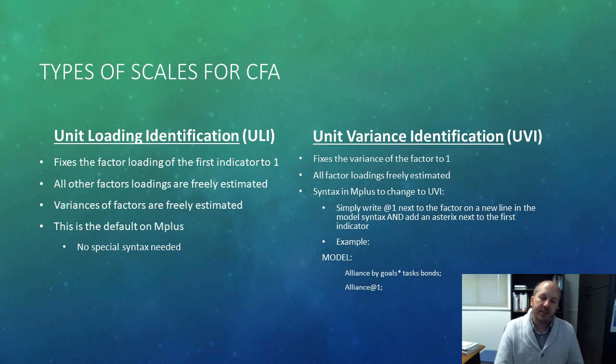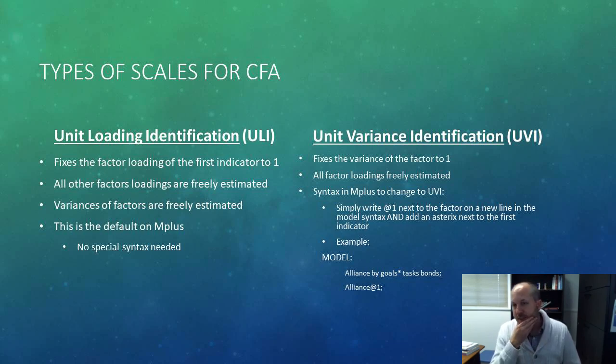And then the syntax. If you want to do this, because the other one is the default in Mplus, you actually need to tell it that you want to do UVI. The way you do that, as you see here in the example below, is you put asterisks next to the first indicator, the first manifest variable for each of your factors, and then you just do your factor at 1, and that tells it to set the variance at 1. So that's if you want to do UVI.